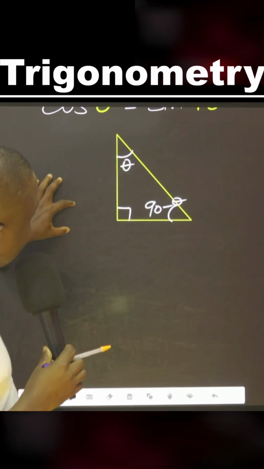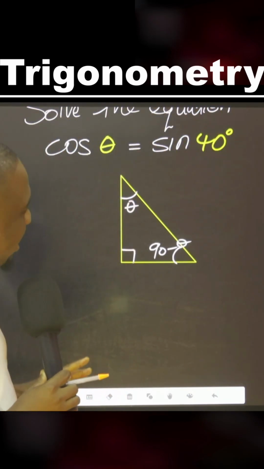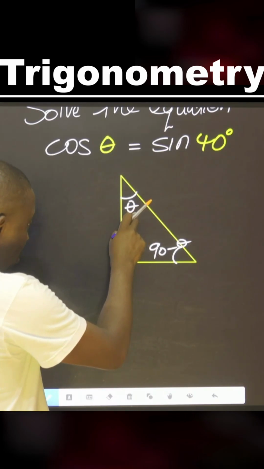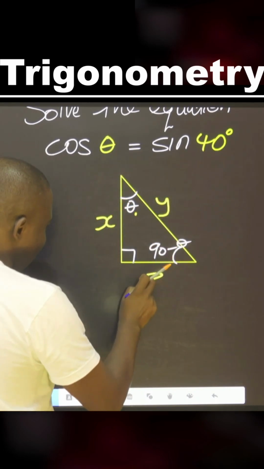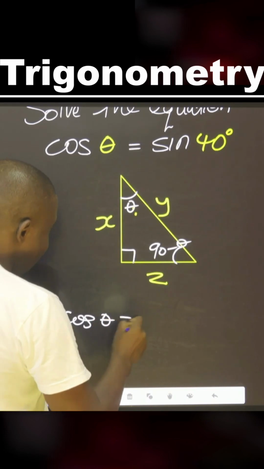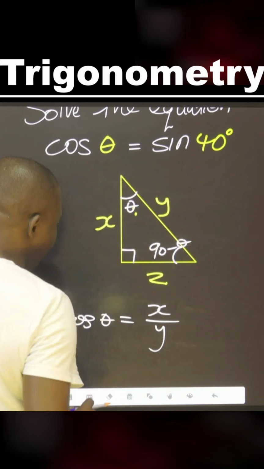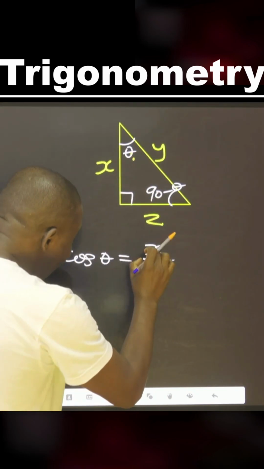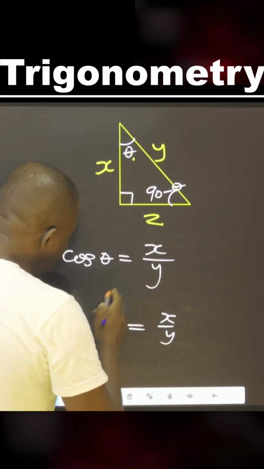Okay? Now, we are asked to find this. Don't waste your time here. Come here. The first thing you need to ask yourself, what is it? If I have here, for instance, cos theta, say this is x, this is y, this is z. Cos theta is equal to x over y, adjacent over hypotenuse. If I want to have this for sine, say x over y for sine.